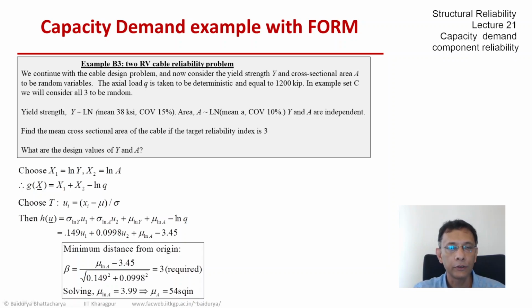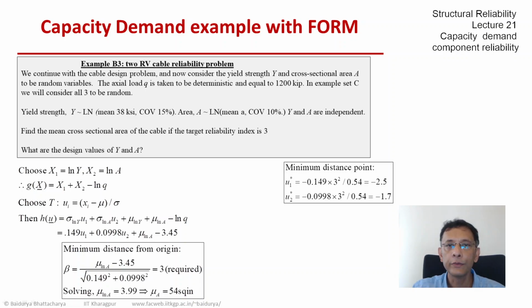Beta, which is a function of mu of log A, has to equal 3, which is the problem statement. So that gives us a mean of log A of 3.99, which gives a mean of A as 54 square inch. So it's in the same ballpark figure of mean of 50 that we had before, 50 square inch.